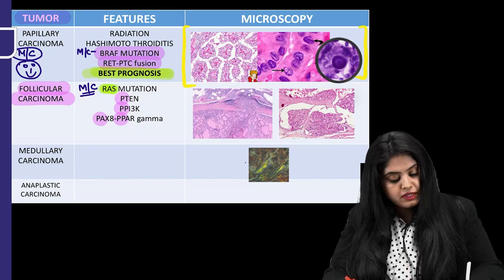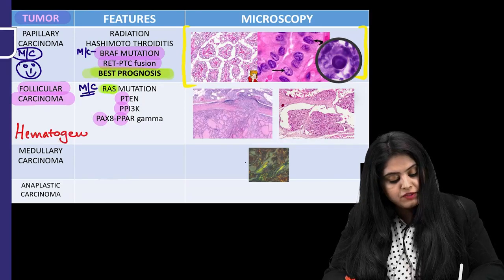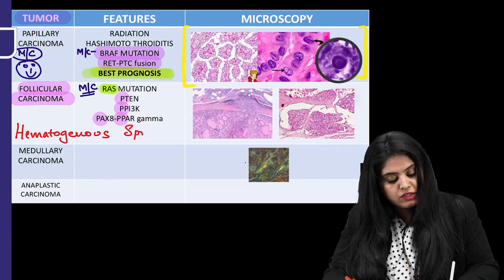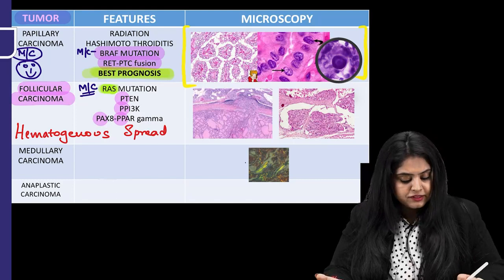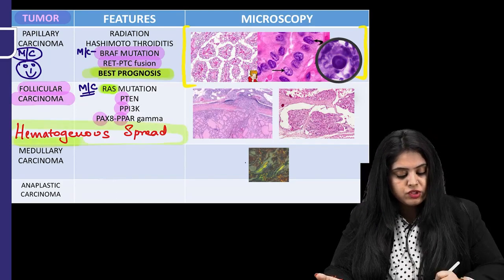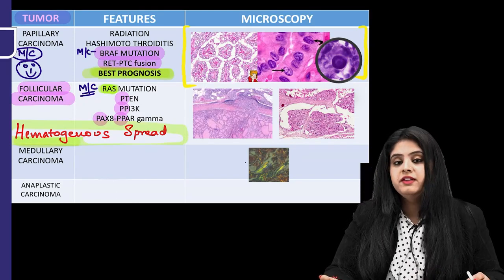Something which is different out here. This is the only thyroid cancer which is known to have a hematogenous spread. The other carcinomas always go to lymphatics, right? But this is the one which is going to be hematogenous spread. This information is very important.